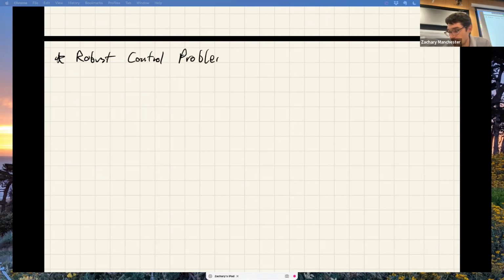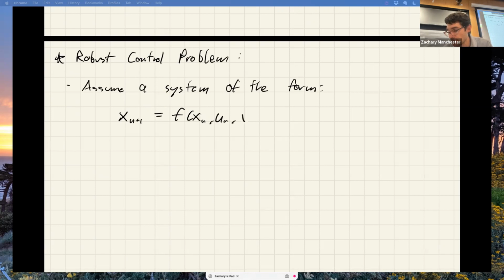So the typical robust control problem is, assume we have a system that looks like the following. So our classic, let's say discrete time, and we'll do nonlinear. So we have our usual f of x, u, and now we're going to add a third input that we'll call w. This is not a process noise. Sorry, I'm recycling the letter. We're going to call this the disturbance.